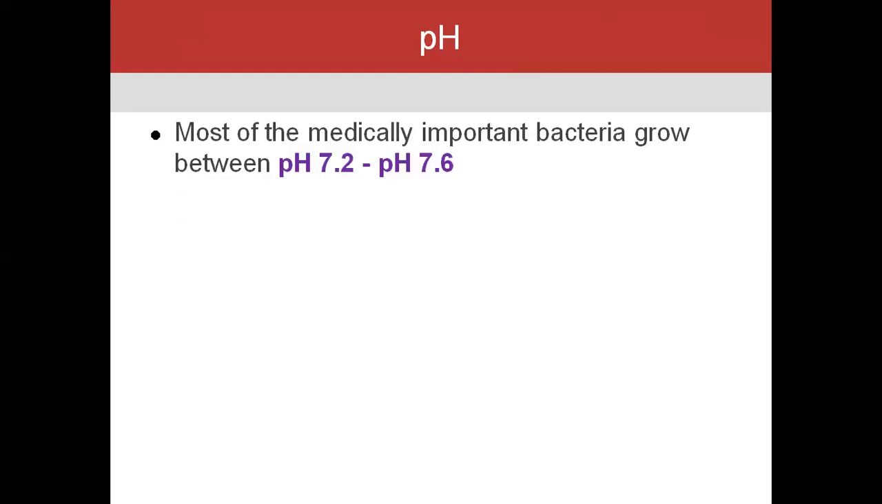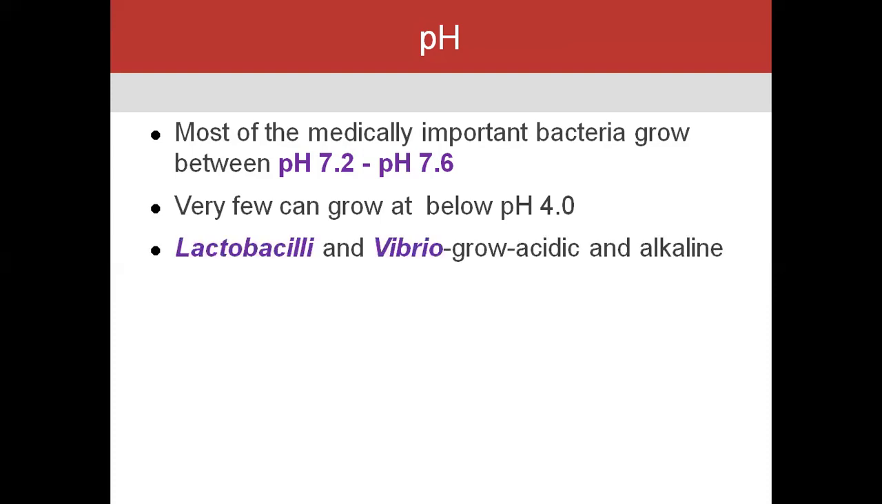Next, pH. Most of the medically important bacteria grow in a pH range of 7.2 to 7.6. And very few bacteria grow at a pH of 4.0, that is acidic pH. Lactobacilli can grow in the acidic environment, at a pH of 4.0, and Vibrio cholerae can grow in the alkaline environment. So in the preparation of culture media, especially for Vibrio, we maintain the alkaline pH.